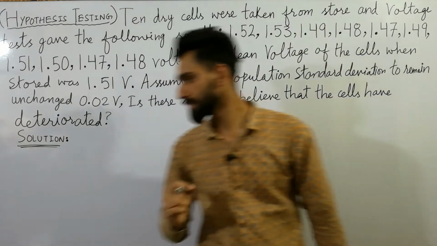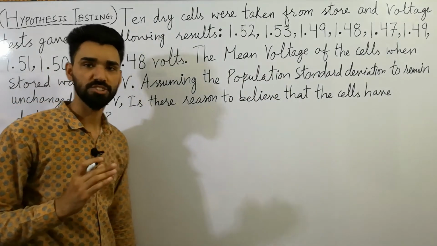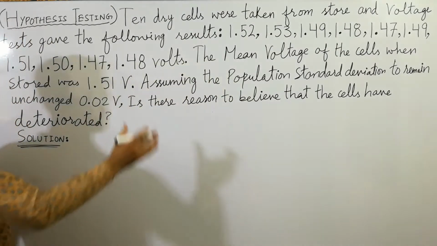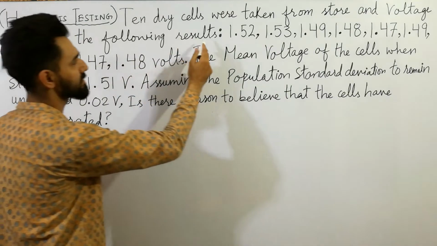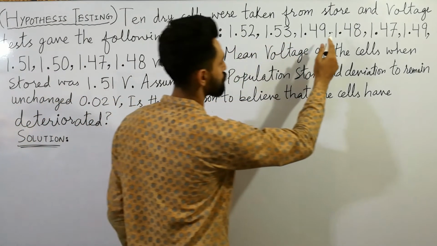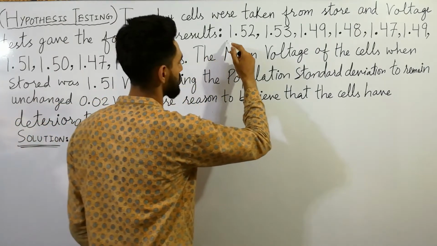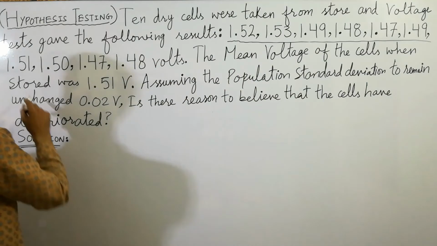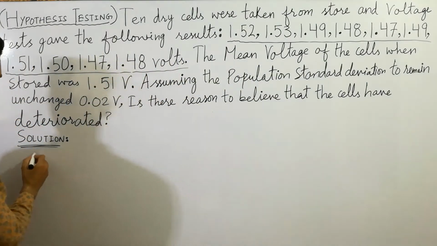Today I am going to solve the most important problem of hypothesis testing with an easiest and shortcut method. So let's see the problem of hypothesis testing. 10 dry cells were taken from store and voltage tests have the following results. This data is already given, which is the data of x.